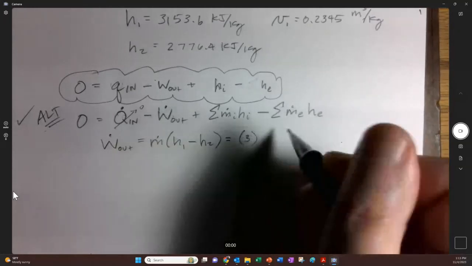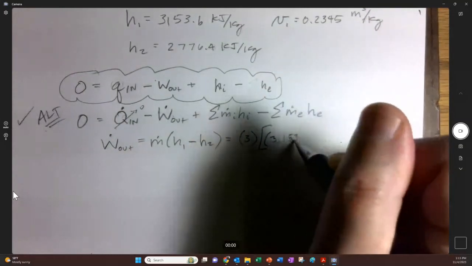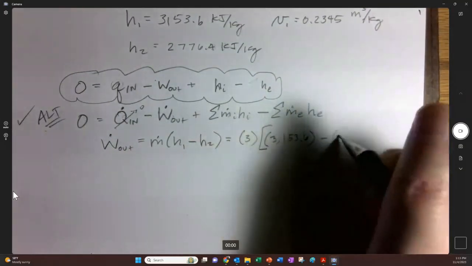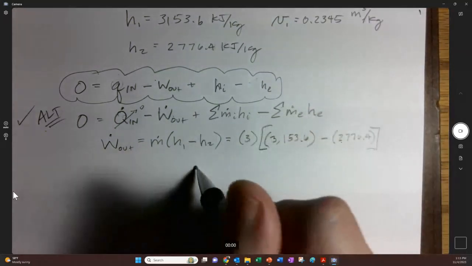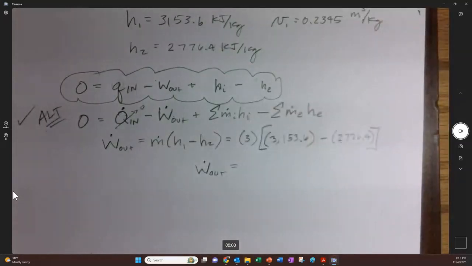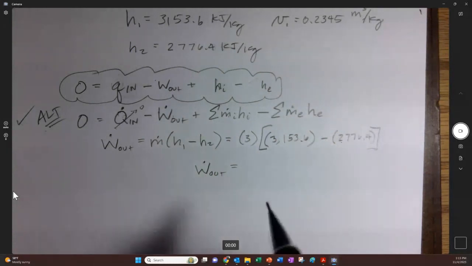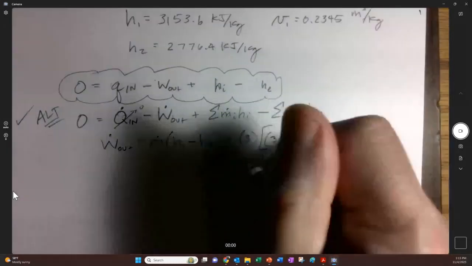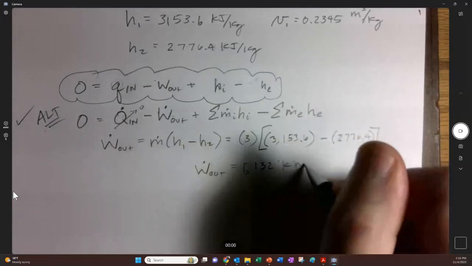So we have 3 kilograms per second, and we have 3,153.6 minus 2,776.4. And question. Okay, yes, sir. 1 second. Okay, no problem. I just want to finish this and then let people write the thing down, and then I can start talking. So if people are writing things. 2,776.4 minus 3,153.6, times 3. So we're going to get 1,132, and these are going to be kilowatts.